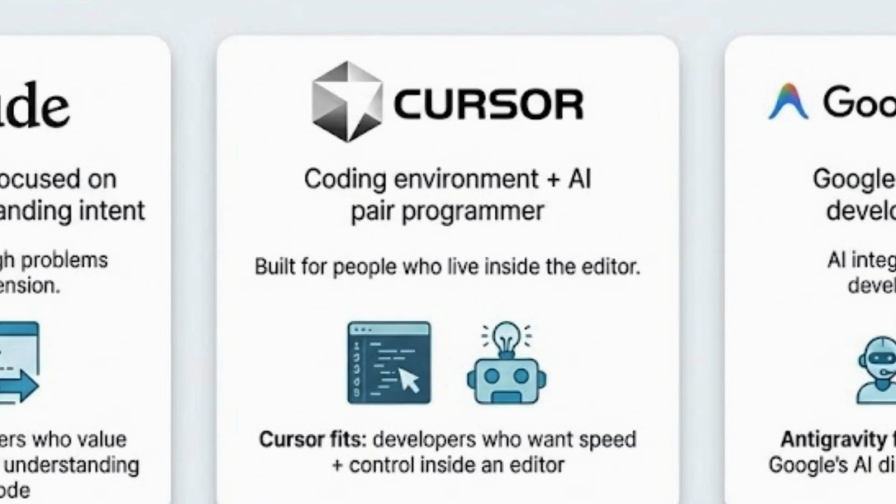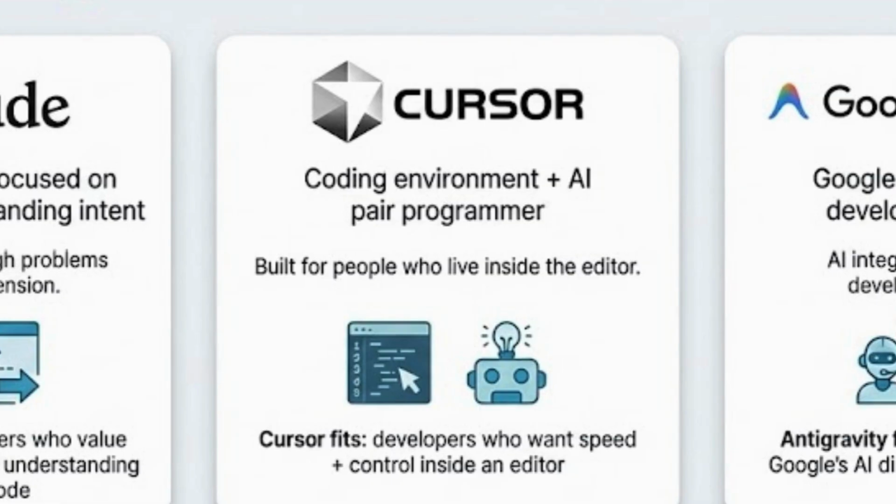Let's start with Cursor. Cursor is basically positioned as a coding environment with an AI pair programmer built into it. And when I say that, I don't mean just a chatbot on the side. I mean the editor itself feels like it's designed around the idea that AI should be part of your daily coding workflow. So Cursor's main goal is simple. Make you code faster and smarter inside the editor, while still keeping you in control. It's meant for people who are actively writing code every day.